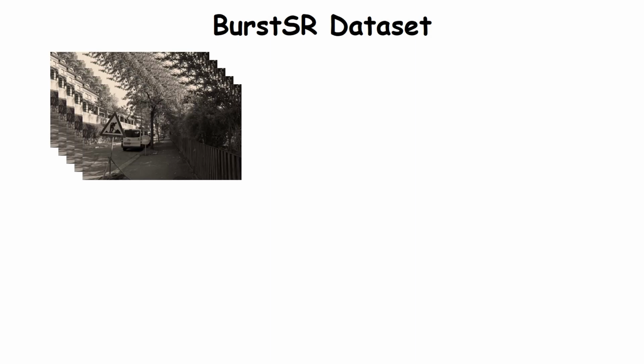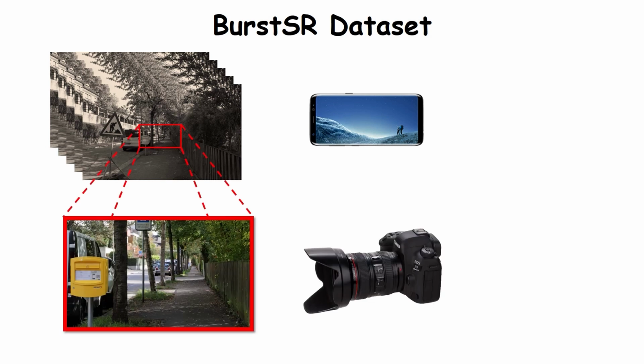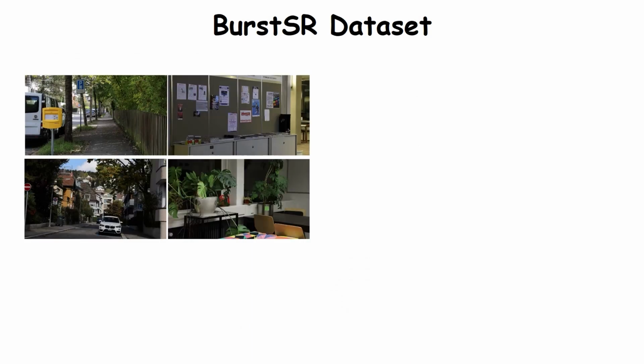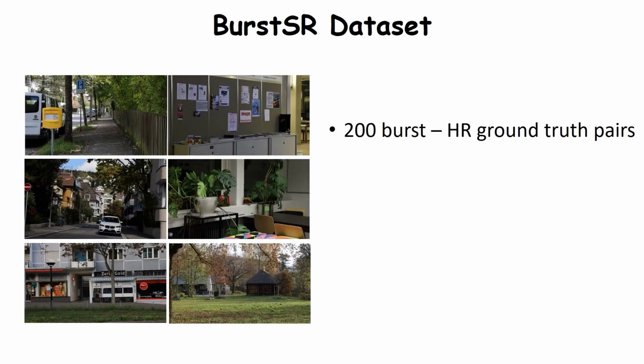In order to train and validate our approach on real-world bursts, we also introduce a dataset named Burst SR. Our dataset consists of raw images captured from a handheld camera. For each burst, we also capture a high-resolution ground truth using a DSLR with a zoom lens. We collect 200 burst sequences with diverse scenes, where each burst contains 14 raw images.